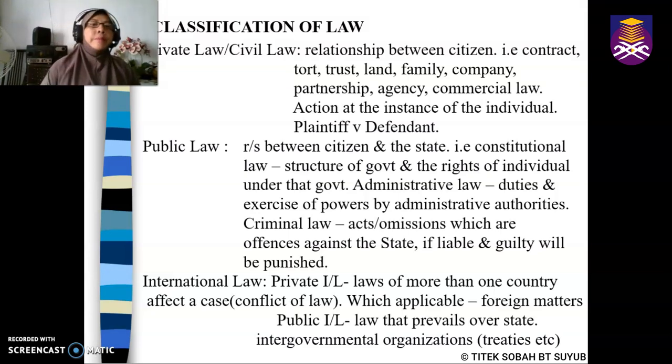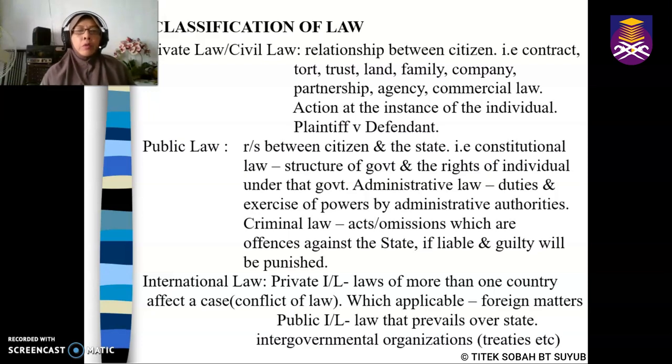Okay, first of all, students, we are going to look at the classification of law. If you look at your slide, there are three types of classification of law, which are private law, public law, and also international law.